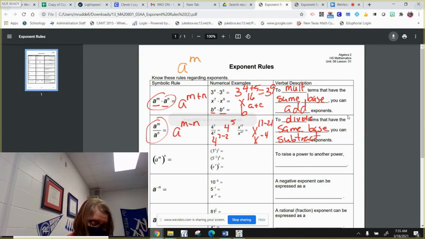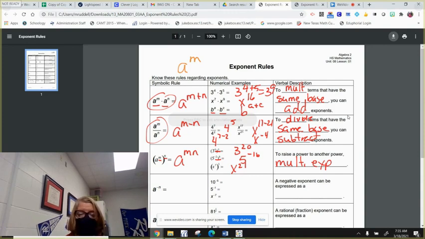Okay. The next rule is power to a power. When you take one exponent and raise it to another one, raise one power to another power, you're going to multiply those exponents. So 3 to the 4th raised to the 5th power, power to a power, multiply, 3 to the 20th. 5 to the negative 2 to the power of 8, power to a power, multiply the exponents. X to the 7th raised to the 3rd, multiply the exponents. To raise a power to a power, what do we do? Multiply the exponents.